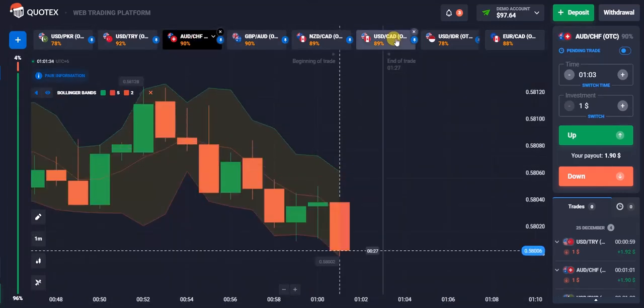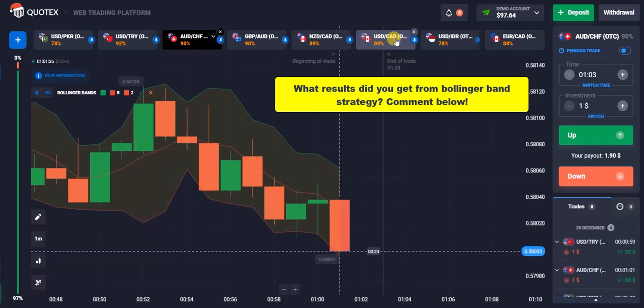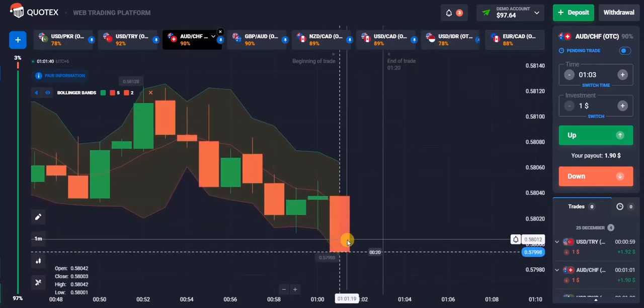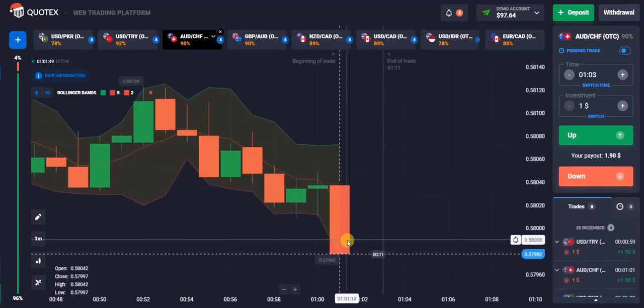So let's see if you can find a good one. So yeah, here it is. As you can see, this red candle has touched the lower line, so we are gonna wait and see if it can.